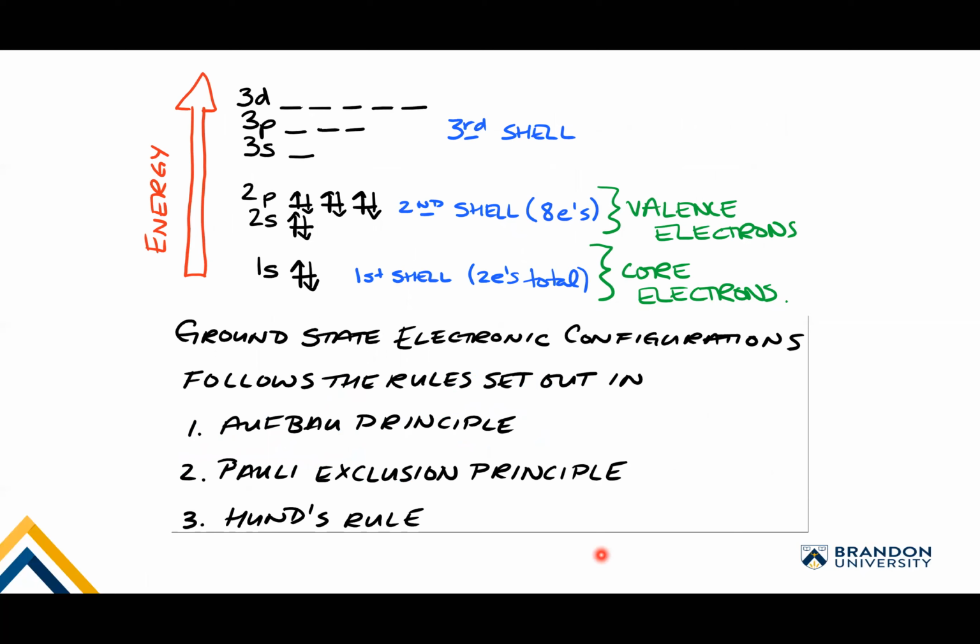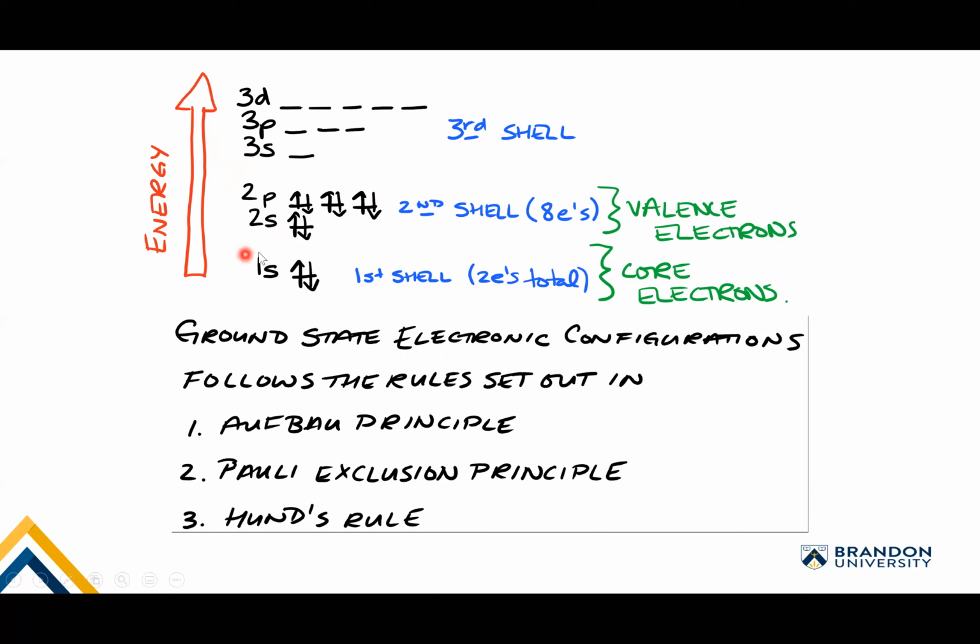So here's a little energy diagram here. We got our 1s orbital, we got our 2s orbitals, our 2p orbitals, and then the next layer up would be the 3s, 3p, 3d. And so first shell, second shell, third shell. And depending upon your outer, remember, your outer electrons are involved in the bond making and the bond breaking.